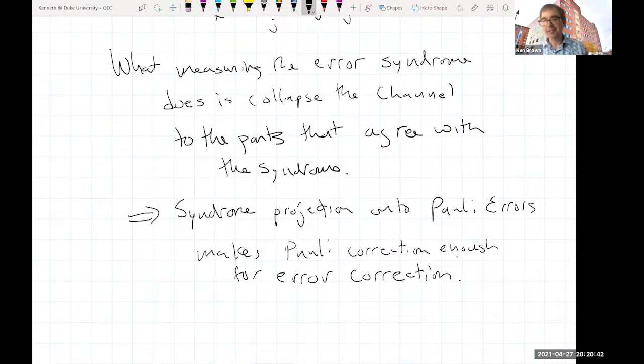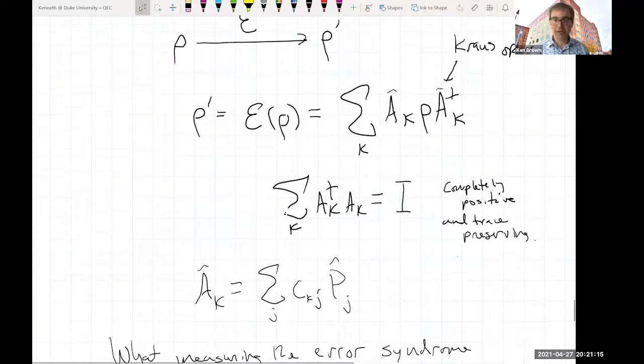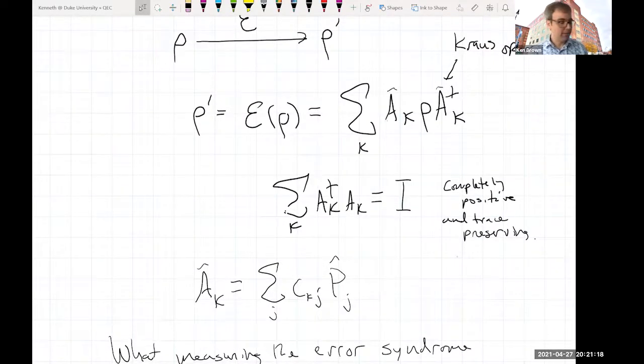And then just because of how I work, I have to say it assumes everything is completely positive and trace preserving, which relies on the fact that your states are actually qubits. Some of my own research has been into what happens when your states aren't really qubits, all kinds of caveats. But in practice, this is why correcting Pauli errors is enough: we can write any channel like this with these Kraus operators, depending on the physical system.